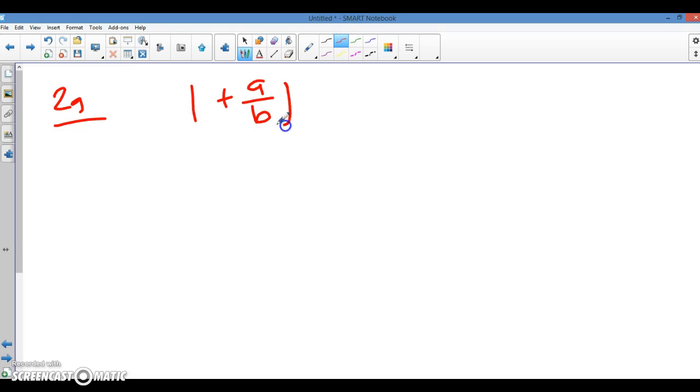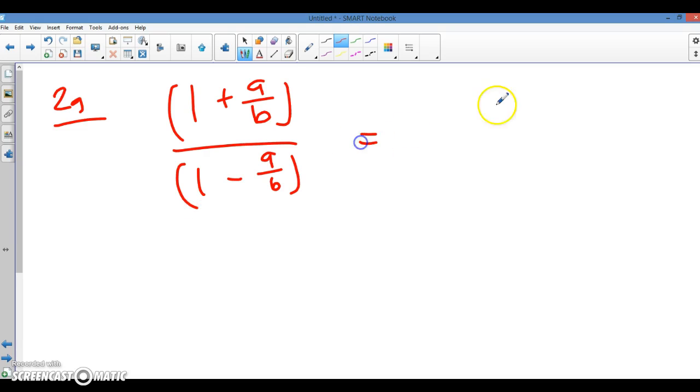I have this over this is equal to something that is this. And this looks very intimidating, but you must ask yourself, what would I do? I want to add this together. Okay, so I want to add 1 plus a over b, and this is what I did in class.